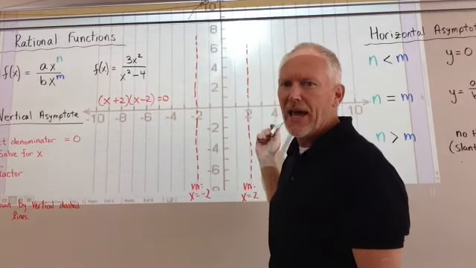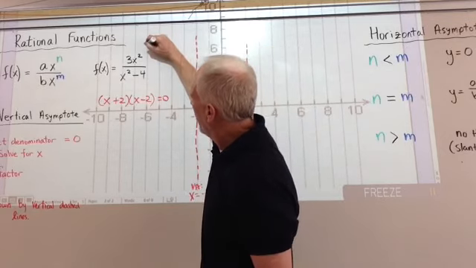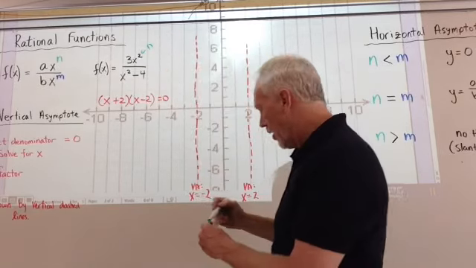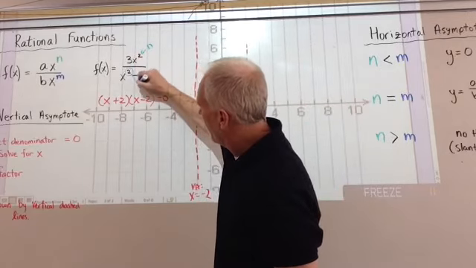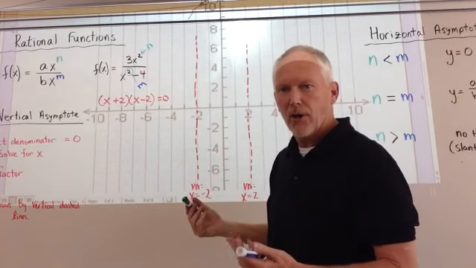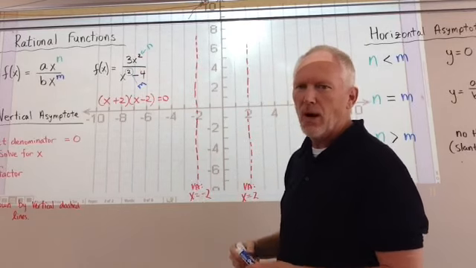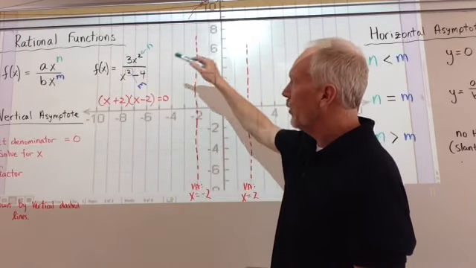So in our case, n squared is n. This is our n value right here, and then our m value is this, our m value right there. So that is m. 2 is equal to 2, right? That makes sense. So we will have a horizontal asymptote at y equal the ratio.